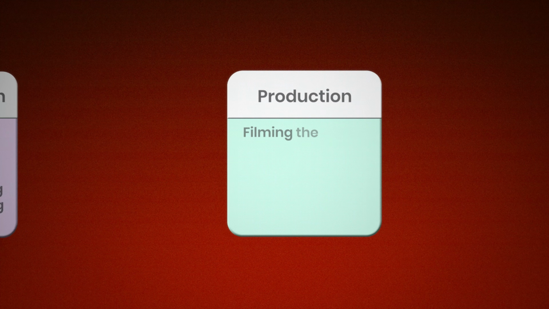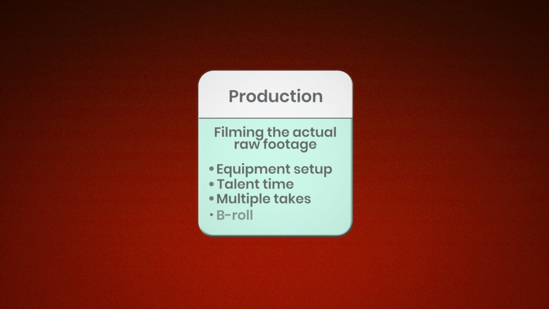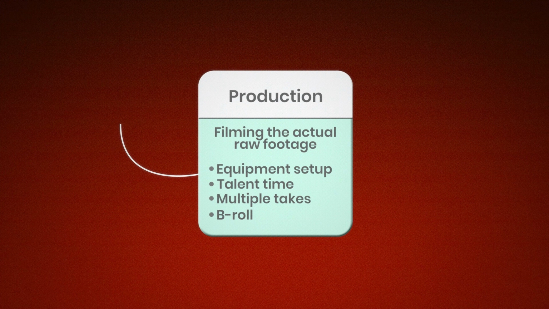Now, stage 2 is filming the actual raw footage. This includes equipment setup, talent time, multiple takes, and B-roll. And here's where most CEOs or founders lie to themselves, okay? So if your hour is worth $2,000 or $3,000 on average, depending on your income, and you're the one on camera, that has to go into the math. So the honest number on this specific stage is going to be anywhere from $350 to $600 per concept.